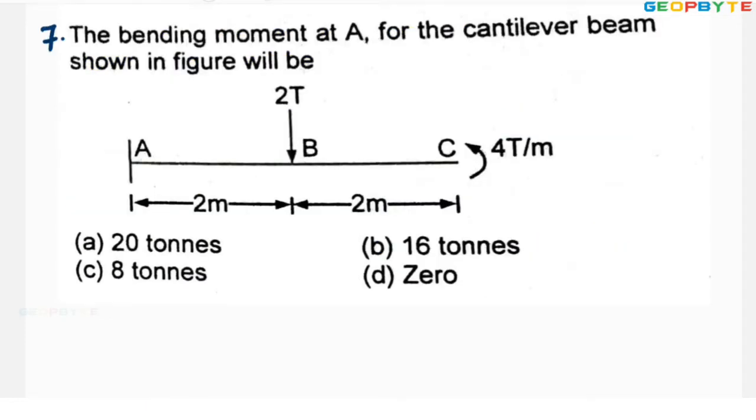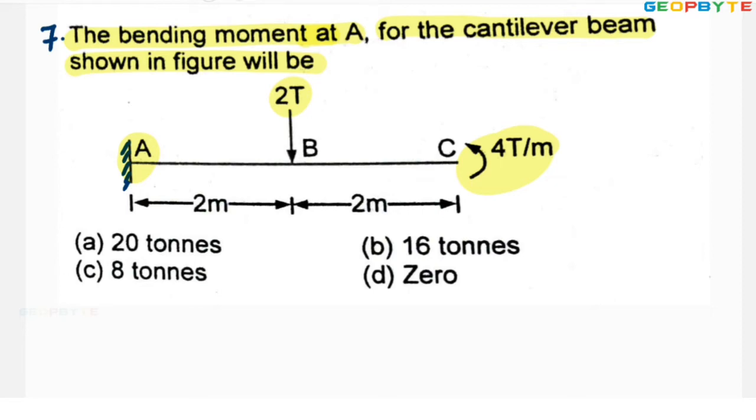Look at the next problem. The bending moment at A for the cantilever beam shown in figure will be. You are asked to decide the bending moment at A at this location. The problem is given for a cantilever beam. This is the fixture. This is subjected to one couple or one moment at the extreme free end and one point load at B at the middle of the beam.